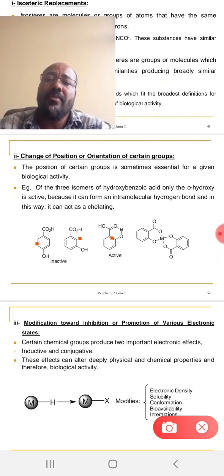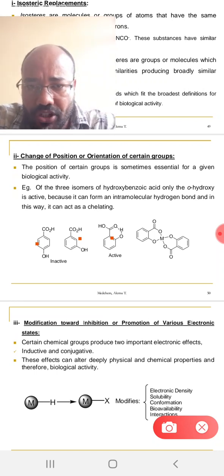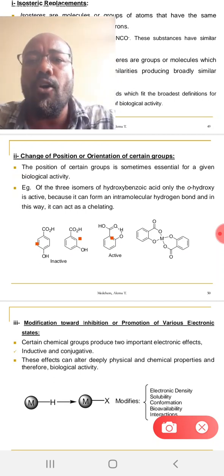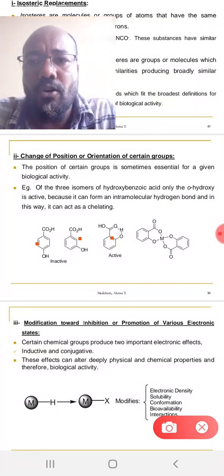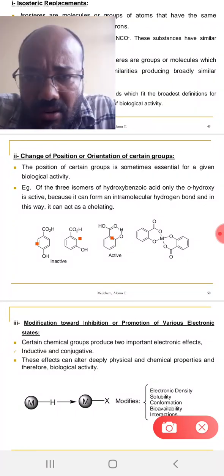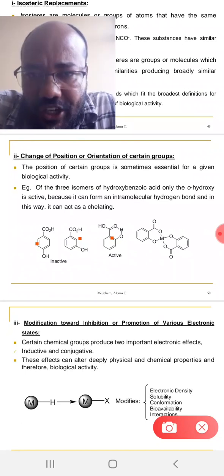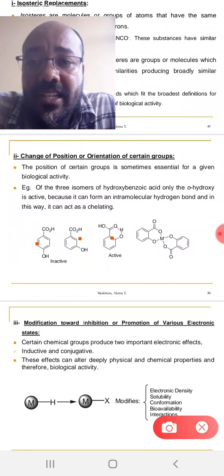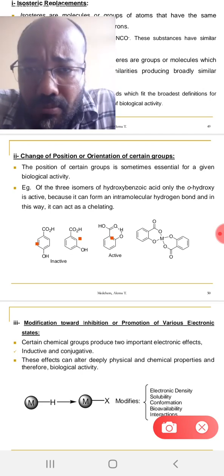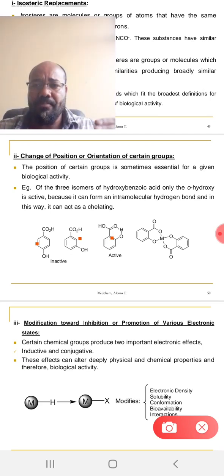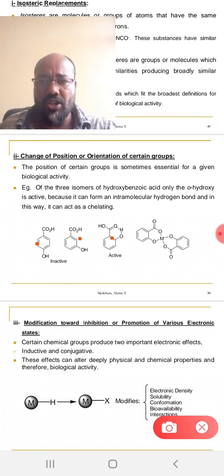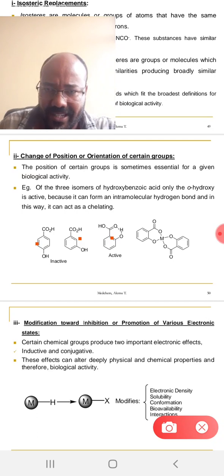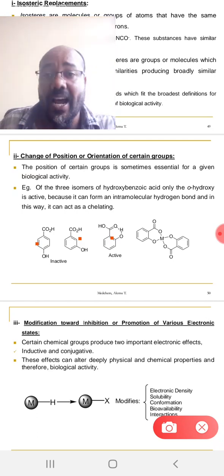Why? Because the OH group at the ortho position and the carboxylic carbonyl group can form intramolecular hydrogen bonding that is useful for salt formation and for chelation. Due to this, the ortho position is more potent. Intramolecular hydrogen bonding means hydrogen bonding that is formed in the same molecule. Intermolecular hydrogen bonding means the hydrogen bonding is formed between two different compounds.